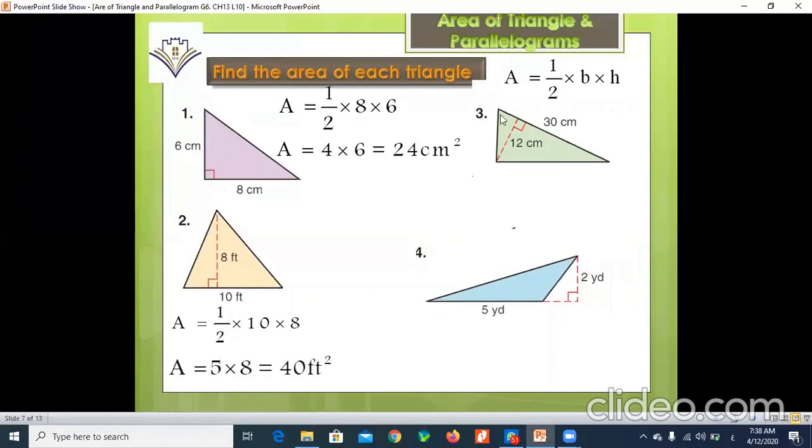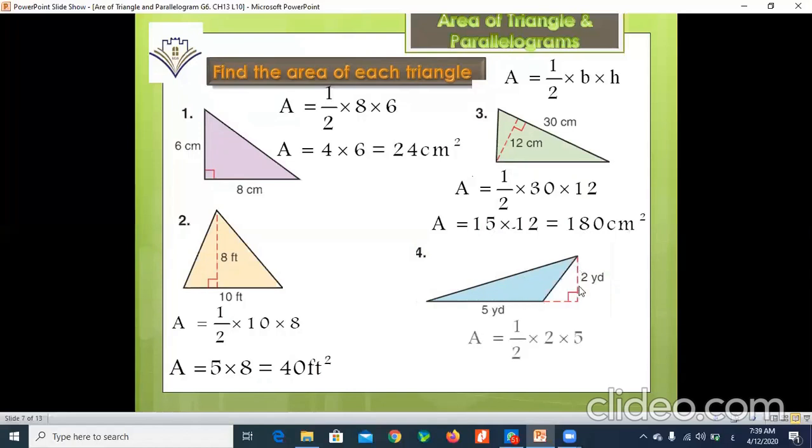Number 3, where is the base here? This is the base. 30 centimeter is the base and 12 is the height. Then area equals half multiply 30 multiply 12. Half of 30 is 15, multiply 12 equals 180 square centimeter. Number 4: this is the base and this is the height, 5 yard base and 2 yard height.